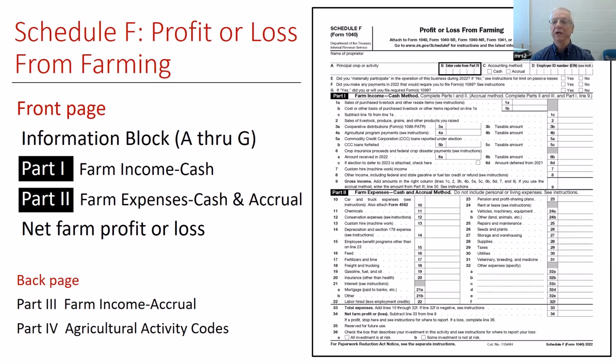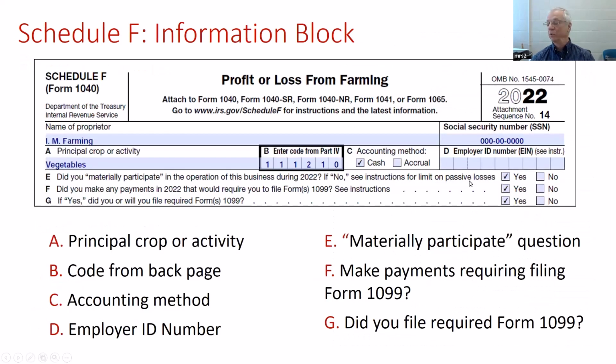Basically, it's where you enter the code up here in B on the information block. Okay, so let's quickly look at each of these sections. In this example, I'll give to Chris so you can look at it a little bit closer if you want. So you put your name, you put your social security number, you identify what your principal crop or activity is in A, and that's something you're identifying.